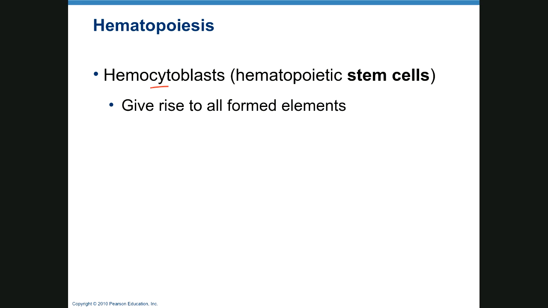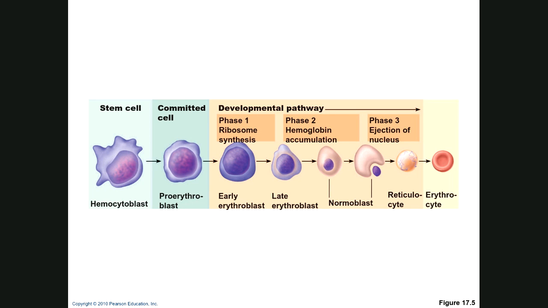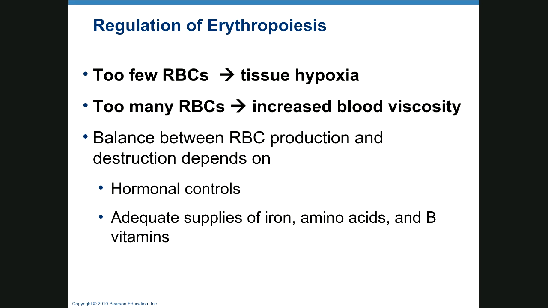Hematocytoblasts are your hematopoietic stem cells, and they give rise to all the formed elements. So a hematocytoblast becomes a committed stem cell, and then it becomes eventually a normoblast, a reticulocyte, and then an erythrocyte. So if you're rapidly making red blood cells, you may actually see some reticulocytes released into circulation, or even possibly a nucleated red blood cell.